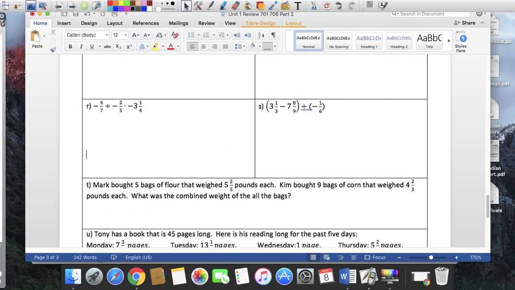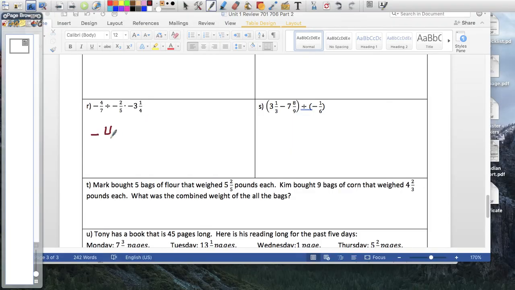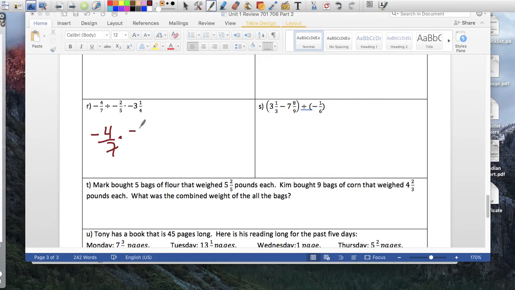It's division, division, and then multiplication. So let's take negative 4/7 times negative 5/2. Let's take care of those two first. Simplify here. 1, 2. Negative times a negative is a positive. 2 and 5 is 10. 7 and 1 is 7. So let's leave that like that.